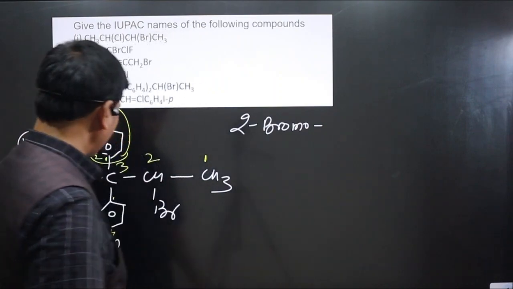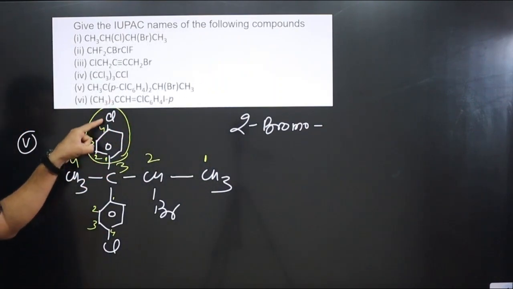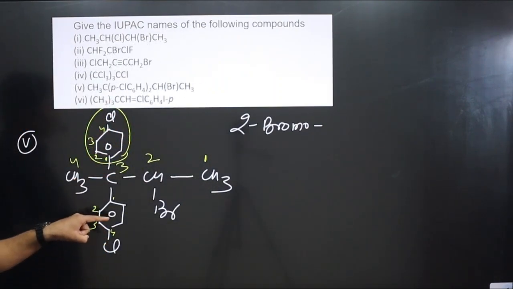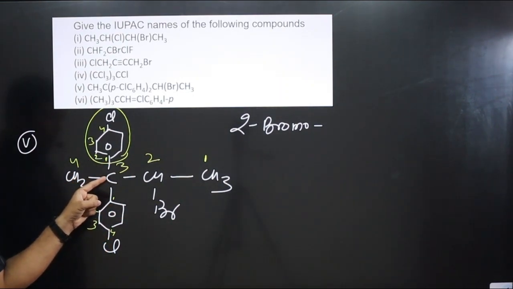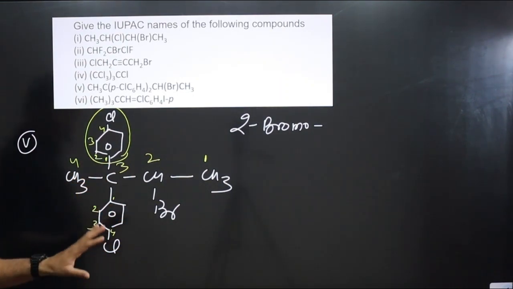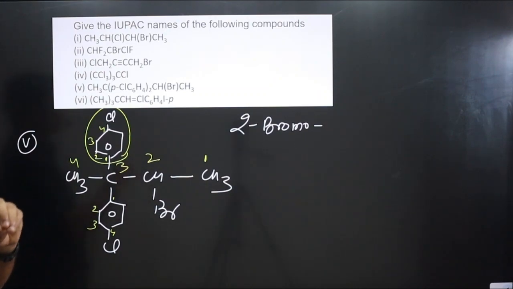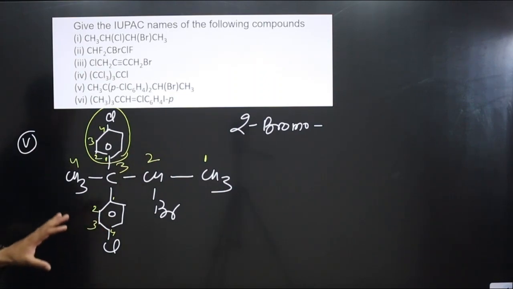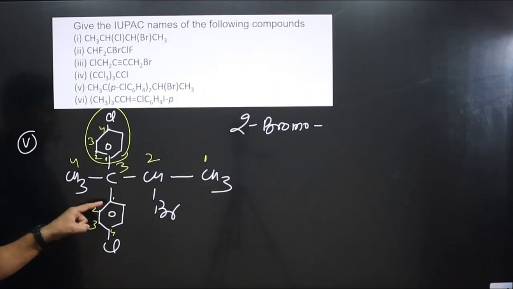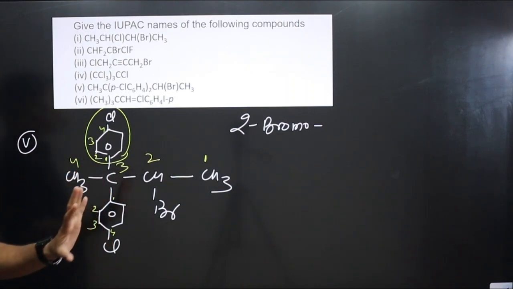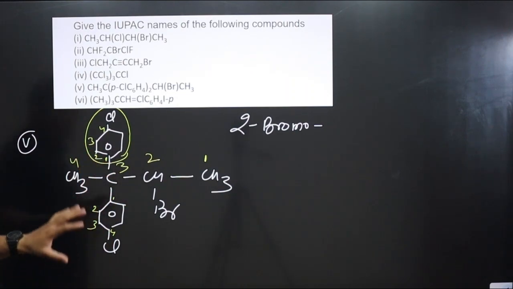Okay, 2 bromo. And next, to the third carbon, you can see 2 chlorophenyl. We cannot say benzene, because benzene is the parent chain. Here this benzene is a part of a group only, so we mention phenyl. When benzene is a part of the group, then we say phenyl, and if the benzene is acting as a parent chain, then we say benzene. We cannot mention it is a chlorobenzene. If I mention benzene, it means benzene is acting as a parent chain here, but it is not so. It is a group only.